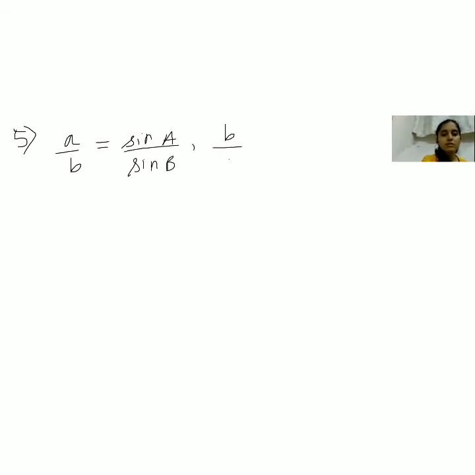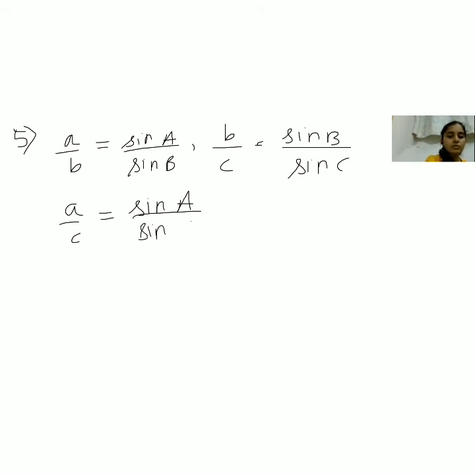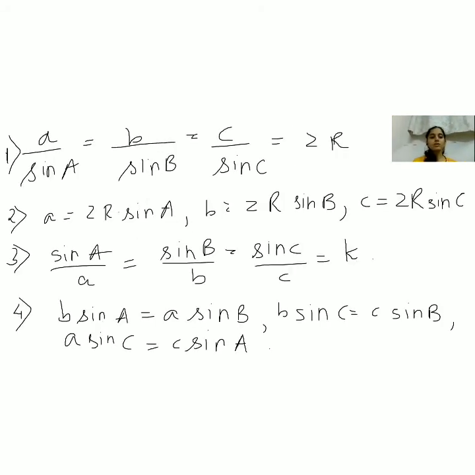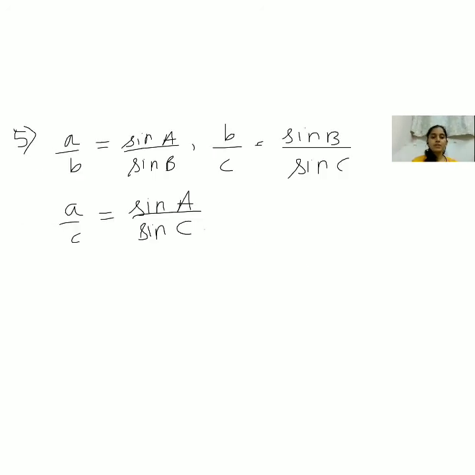b upon c, just go by the letters, so we can say sine B upon sine C. Very easy to remember. a upon c is equal to sine A upon sine C. Basically, letter and angle go together. Even when you're writing the sine rule, the side a upon the angle sine A, the side b upon the angle sine B, and the side c upon the angle sine C. So we can relate letter to the angle. This is your sine rule in 5 different ways.